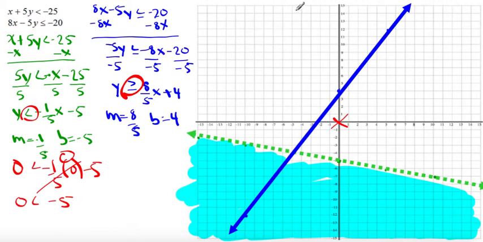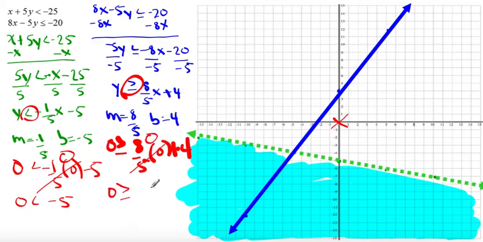Alright, do the same thing with the blue line. I'm plugging in the origin as my test point, so is 0 greater than or equal to 8/5 times 0 plus 4? 8/5 times 0 is 0, so is 0 greater than or equal to 4? 0 is not greater than or equal to 4, so I can't shade the side that includes the 0. I have to shade the other side, the left side of the blue line. So everything on the left gets shaded.